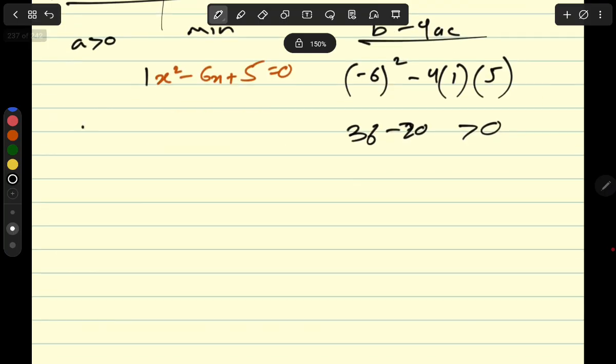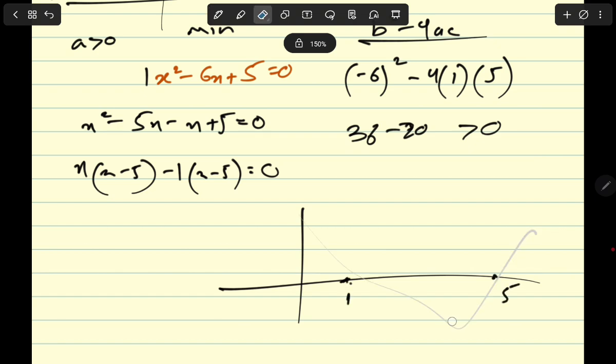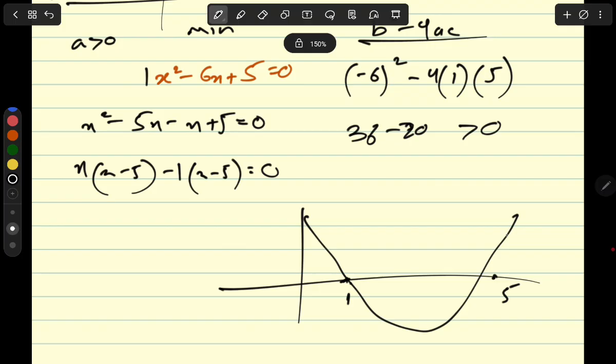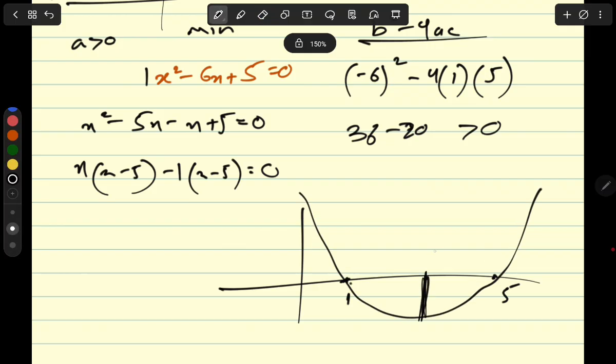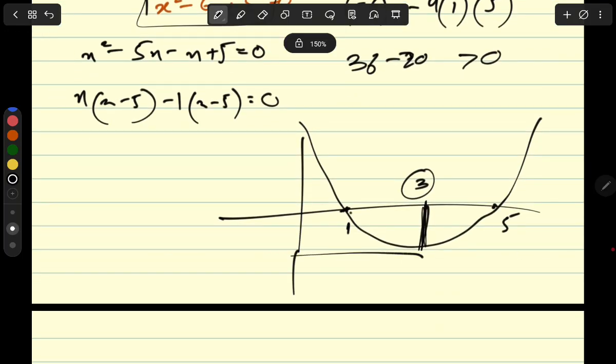So I can now factorize it. This is x squared minus 5x minus x plus 5 equal to 0. So this is (x minus 5)(x minus 1). So I can clearly see that the graph cuts the x-axis at 2 points, 1 and 5, right? I did not do a good job here. It is going to be like this, and the minimum point is going to sit right in the middle, which is at 3, right? And when you put the value of 3 here, you get 9 minus 18, which is minus 9 plus 5, which is minus 4. So the y value is going to be minus 4.